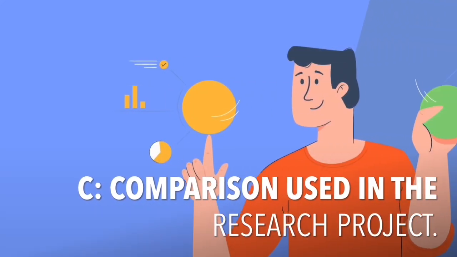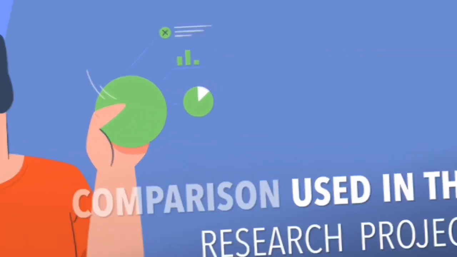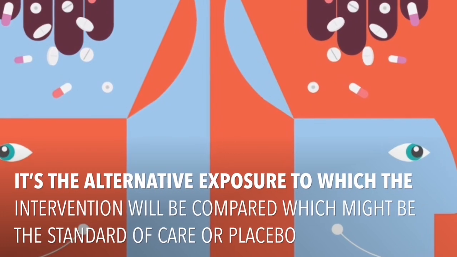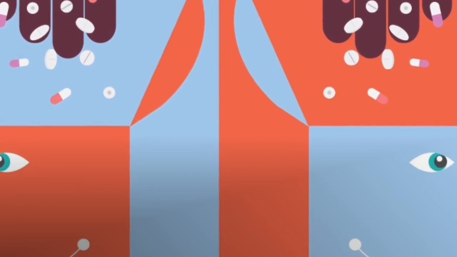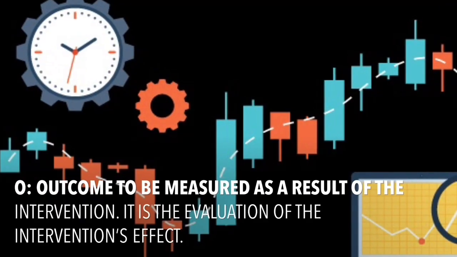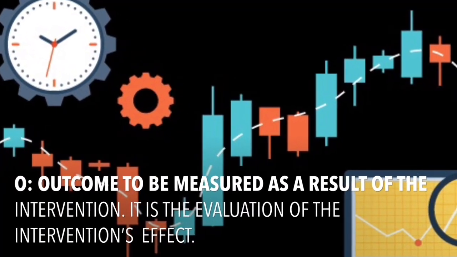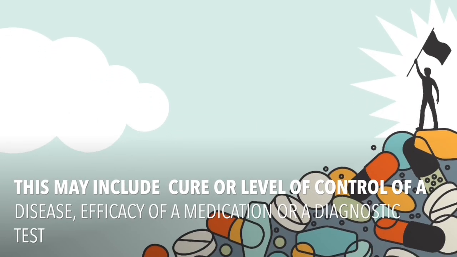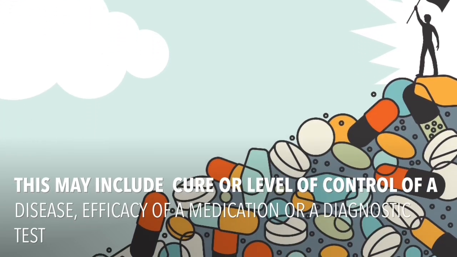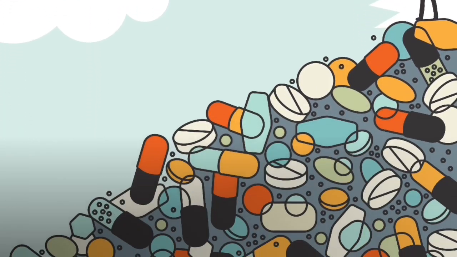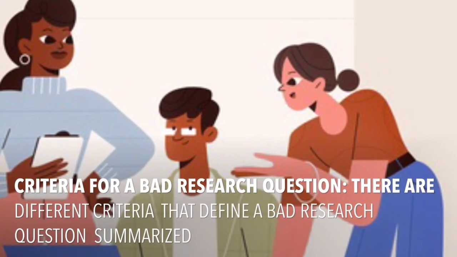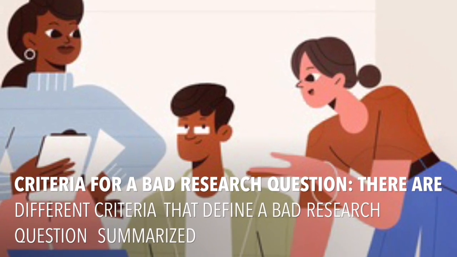The third step in BICO is comparison, and it is the alternative exposure to which the intervention will be compared, which might be the standard of care or placebo. The last step in BICO is outcome to be measured as a result of the intervention. It's the evaluation of the intervention's effect. This may include the cure or level of control of a disease or efficacy of a medication or a diagnostic test.